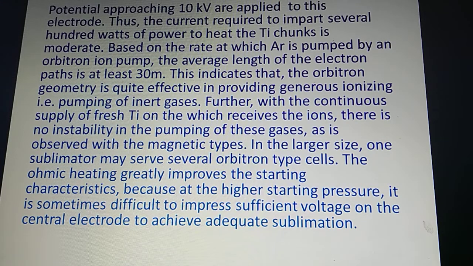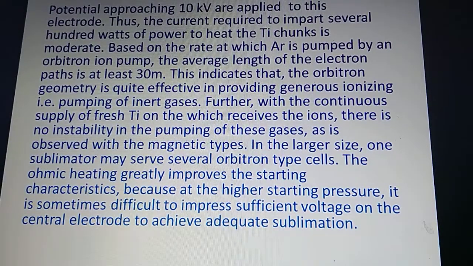As observed with the magnetic types, in the larger size, one sublimator may serve several Arbitron-type cells. The ohmic heating greatly improves the starting characteristics because at the higher starting pressure it is sometimes difficult to impress sufficient voltage on the central electrode to achieve adequate sublimation.